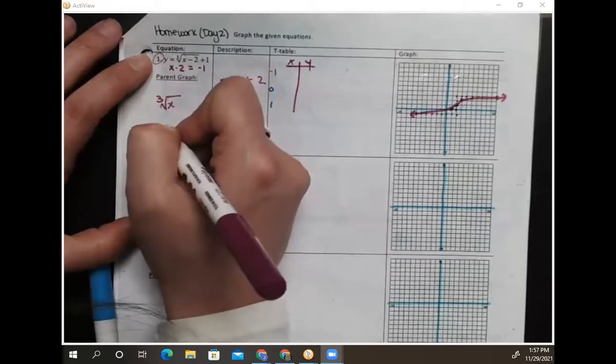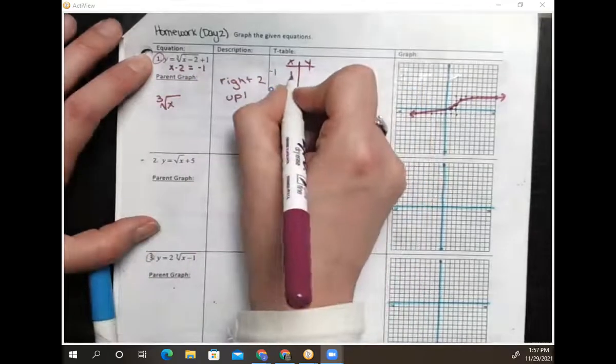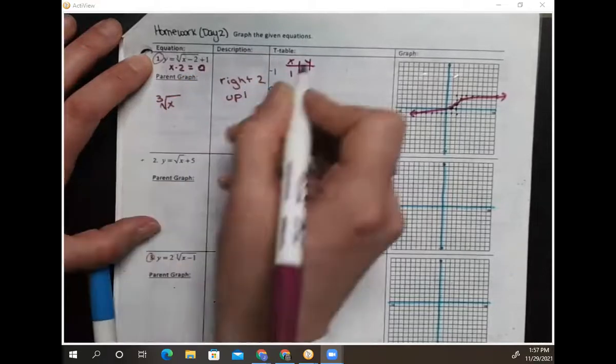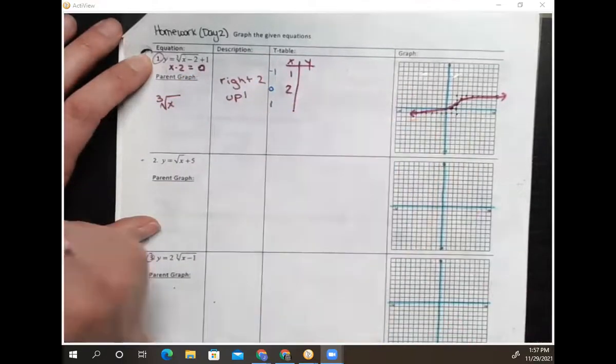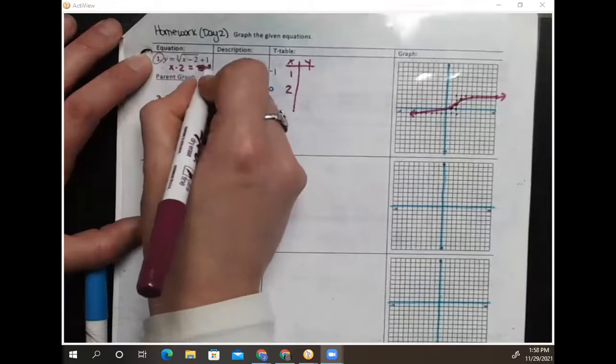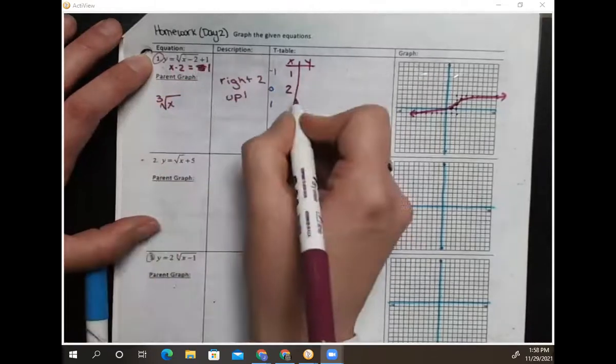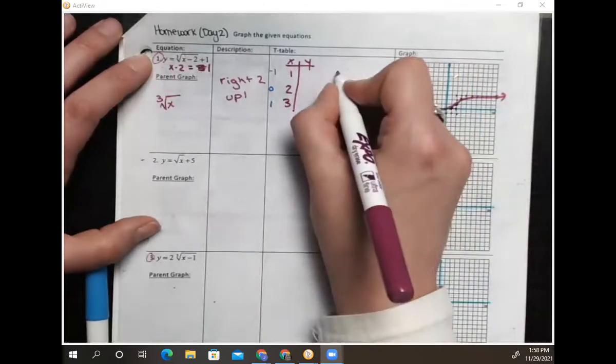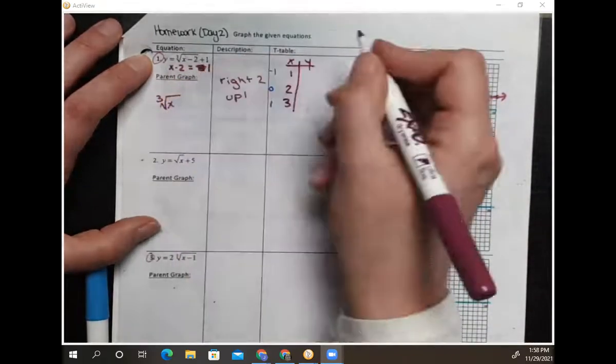So if I want it to simplify to -1, I would have to plug in +1 for x. If I want it to simplify to 0, I would have to plug in 2 for x. And if I wanted to simplify to +1, I would have to plug in 3 for x. So from here, I'm going to plug in these values to my function.